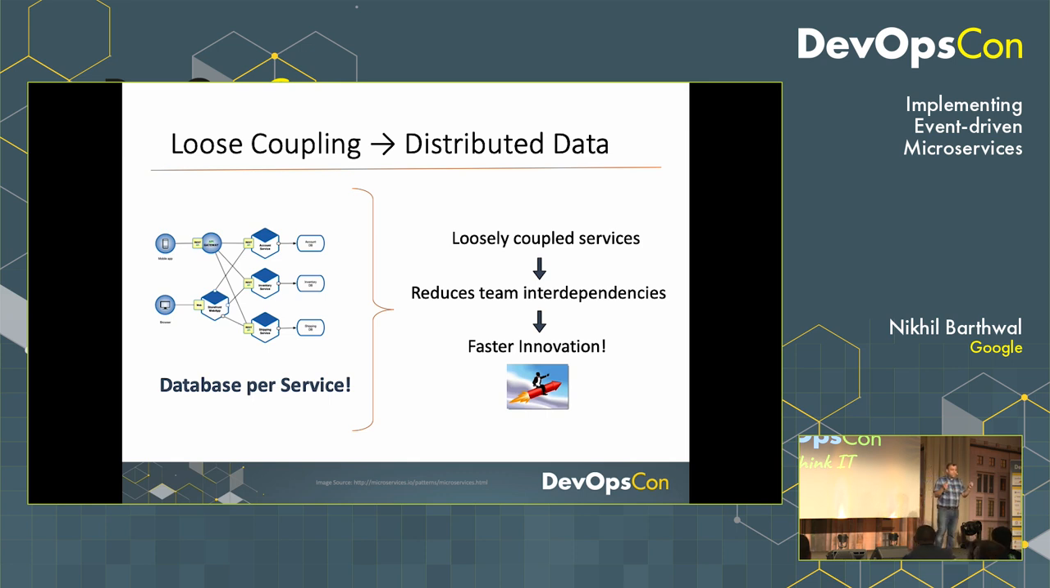As a result, what a loosely coupled service does is it reduces team interdependency. And when you have reduced team interdependency, you can innovate faster. This is the reason why microservices usually will let you increase your engineering velocity. And that's one of the very positive things about microservices. In fact, it was one of the early motivations for why we wanted to move to microservices.